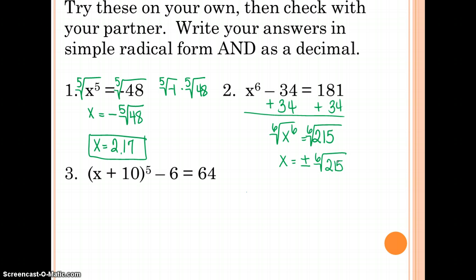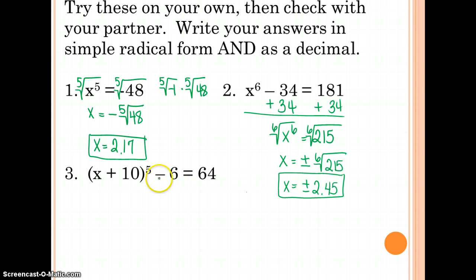That would be as simple of a radical as you can get. But then as a decimal, that would be 2.45. Plus or minus 2.45. Again, if you're wondering why a plus or minus on this one, but not on this one, go back into your notes and try to find the answer to that question.